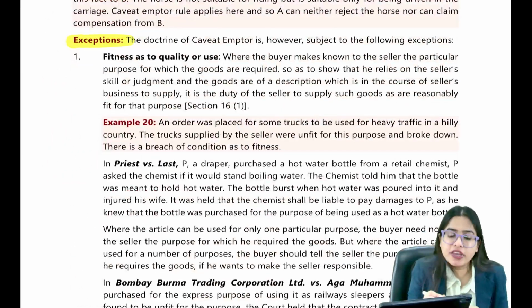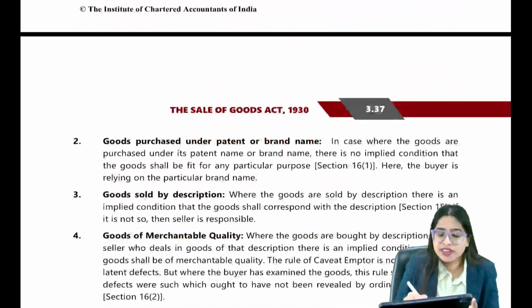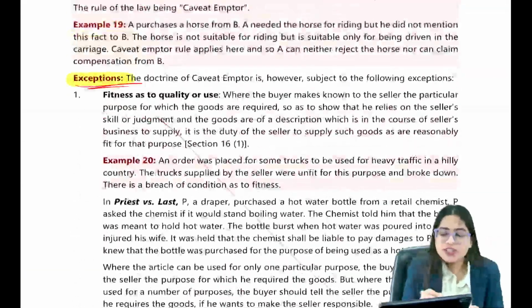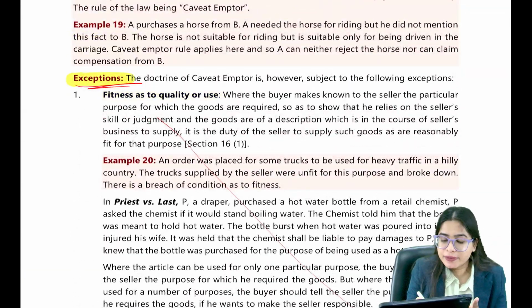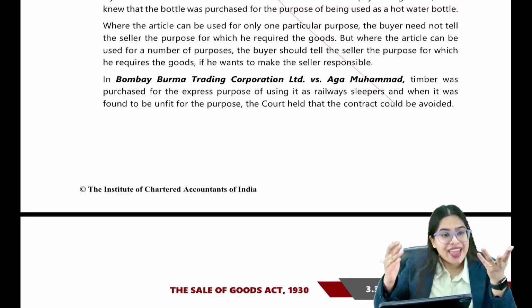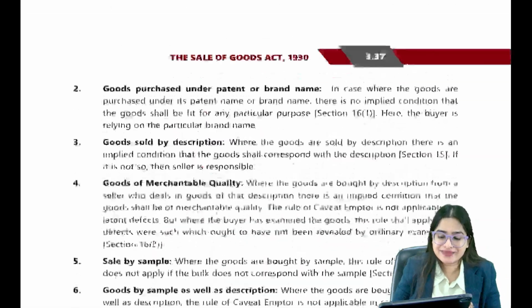Some exceptions of caveat emptor are given. Exception. Now, you don't need to read all this again. Why? I'm telling you. Just read the pointers. What are the exceptions of caveat emptor? Fitness or quality. Don't you think we have done the same point in implied condition? Yes. The exceptions to caveat emptor are nothing but the implied conditions that we did.